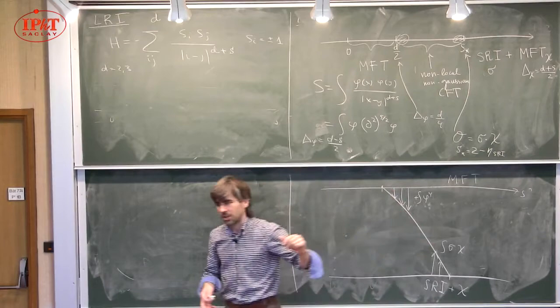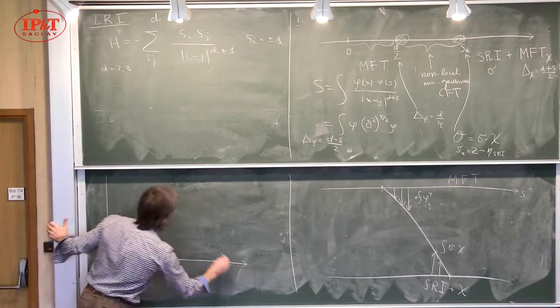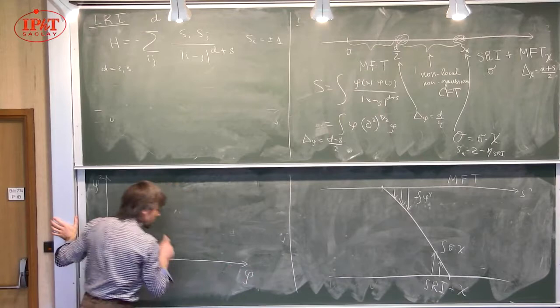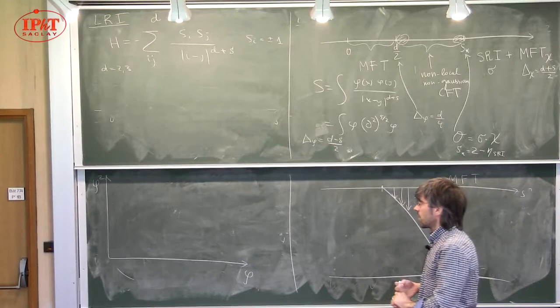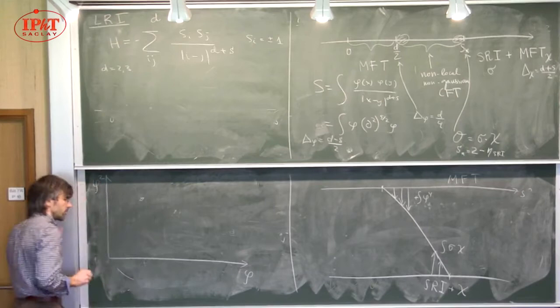By now probably many people are familiar with the basic bootstrap story for the short-range Ising, when you have two operators, you can call them phi and phi squared, and these are the only two relevant scalar operators in the short-range Ising model, and then you get an island. So that's something that probably people are familiar with.